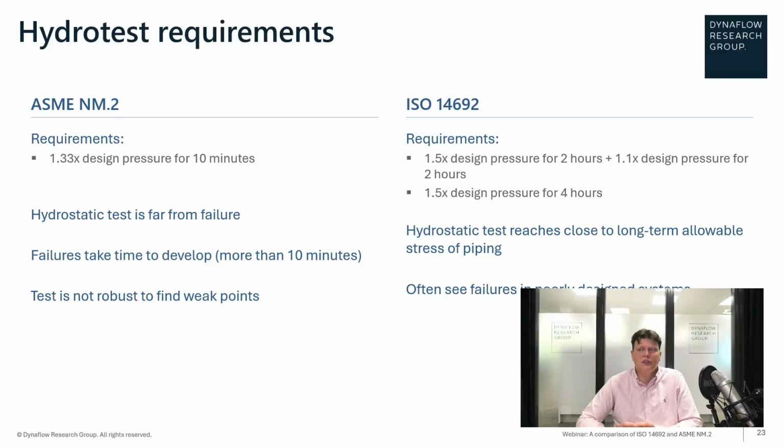Additionally, the main concept is that failures take time to develop, and a 10-minute pressure test is not enough to find long-term failure mechanisms, which is of course what you'd see in a system operating for 20 years. So in this case, the ISO 14692 is a lot more robust. And if you have a poorly designed system, you'd often see a failure, which is good for the long-term reliability of the system.